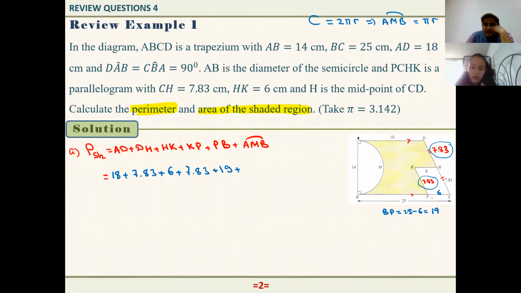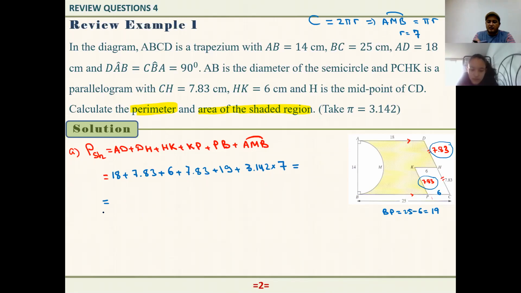And what is the diameter here? Diameter is 14. Then what is r here? Then r equals 7, right? Because half of this is the diameter. So the length of this one, taking pi as 3.142, is 3.142 times r. What is r? It is equal to 7. So that is the arc length in the perimeter of the shaded region.